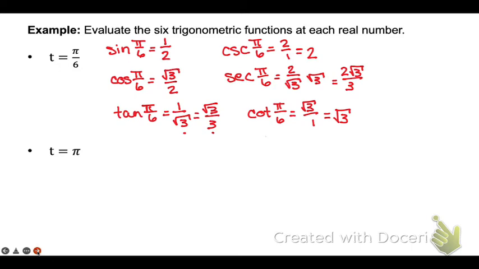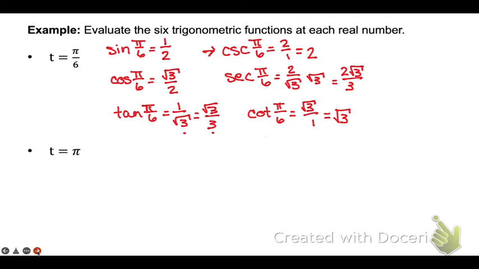I had a question on the cosecant. Wouldn't it be 2 over 2 instead of 2 over 1? Because the radius is 2. On the cosecant right here? No. It's just 1/2, so the reciprocal is 2 over 1. Oh, wait, I was looking at the wrong thing. My bad. You had me scared.